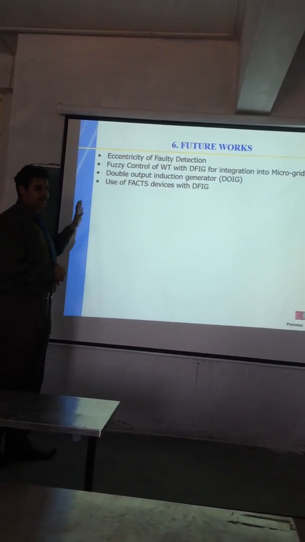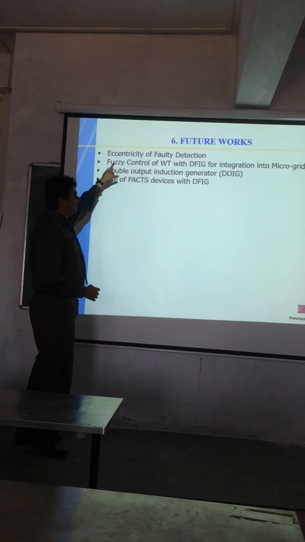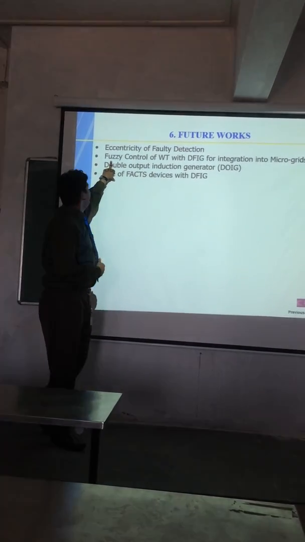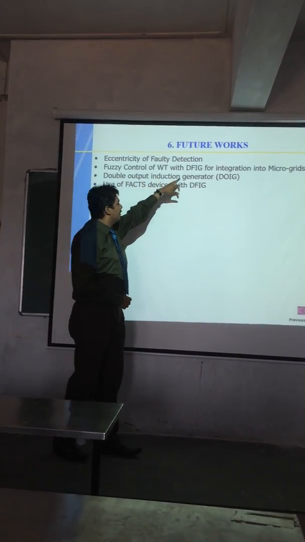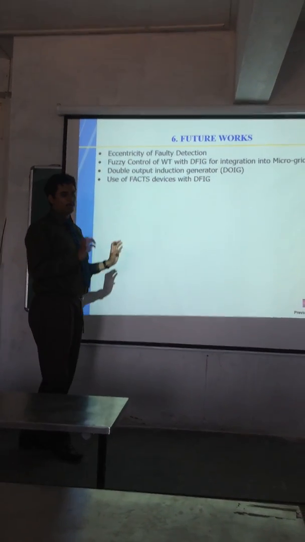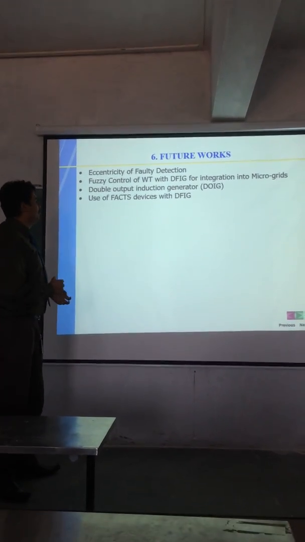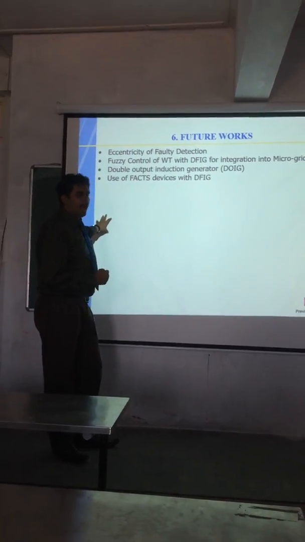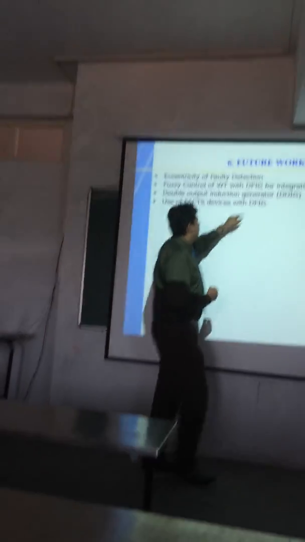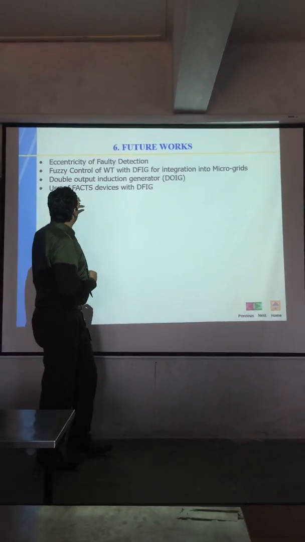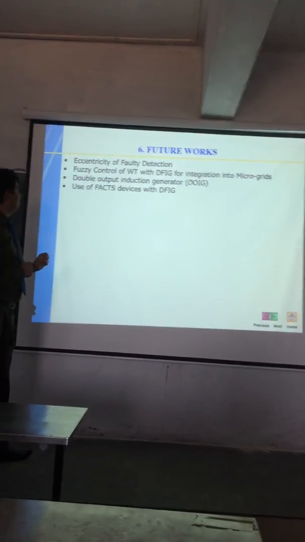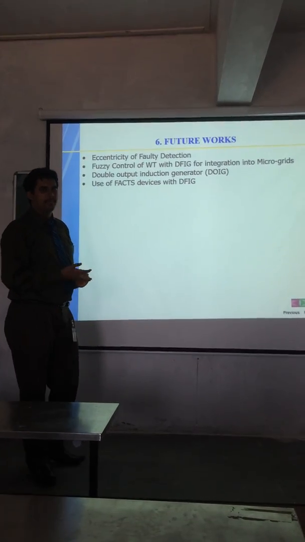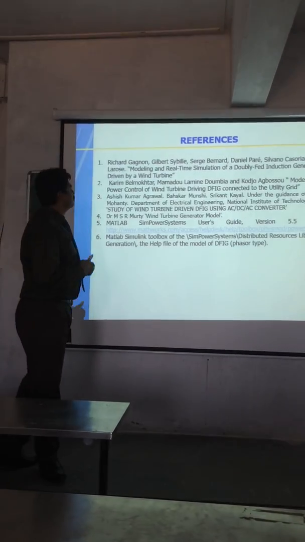The future work of this system is that you can have an eccentricity fault detection system, and, as sir has said, fuzzy control of the wind turbine and DFIG for integration into microgrids. Microgrids are small grids when connected, and they differ from the actual grids. As we have DFIG, we also have DOIG, that is the double output induction generator, by use of that, and use of FACTS devices with DFIG. So these are the references.